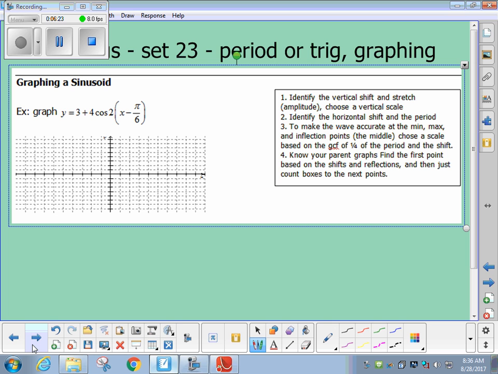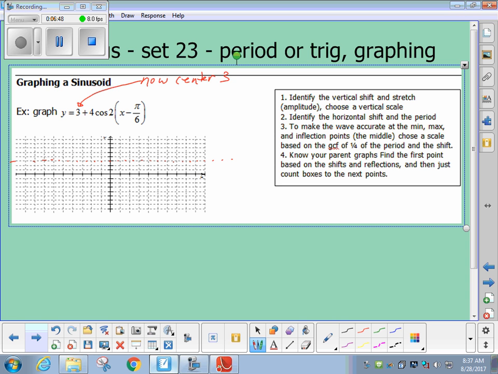So the first thing I would expect is that you know the vertical component to this. When you add something outside the function, what does that do to the graph? Shifts it up. So whereas cosine is normally centered at 0, now it's going to be centered around 3. Okay. Now, if you want to dot that in to mark your center line, you can. You don't have to. You don't want to get the graph too busy.